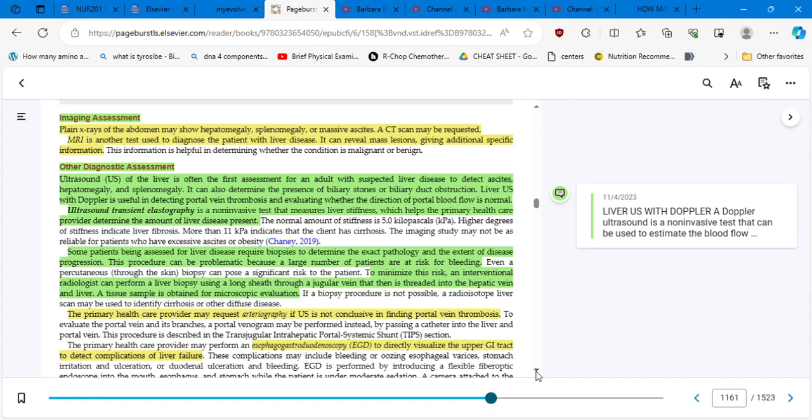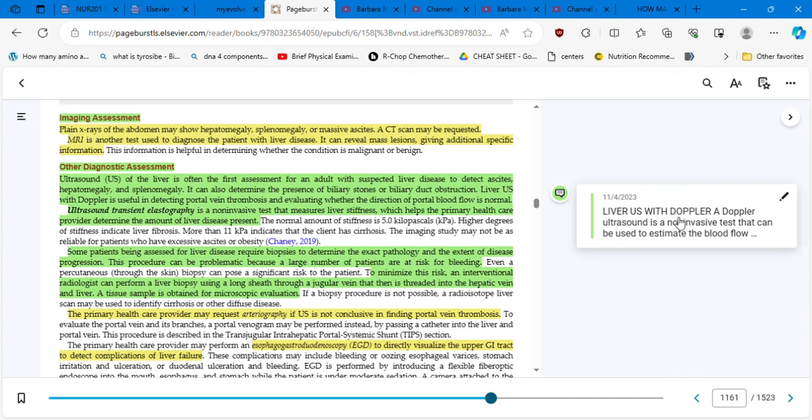Imaging assessment. Plain x-rays of the abdomen may show hepatomegaly, splenomegaly, or massive ascites. A CT scan may be requested. MRI is another test used to diagnose a patient with liver disease. It can reveal mass lesions, giving abdominal specific information.